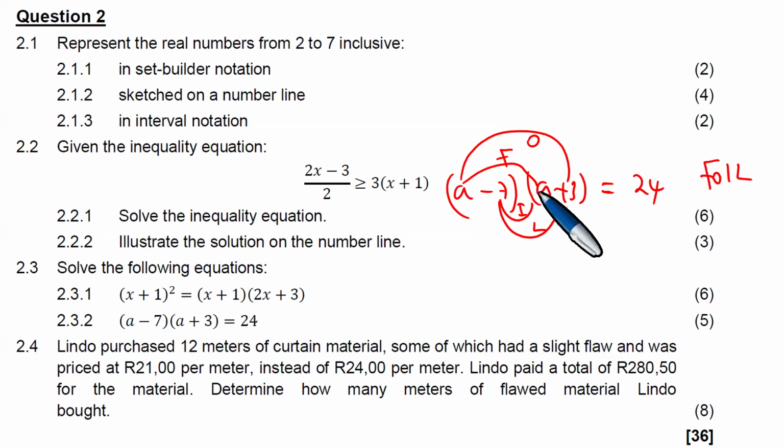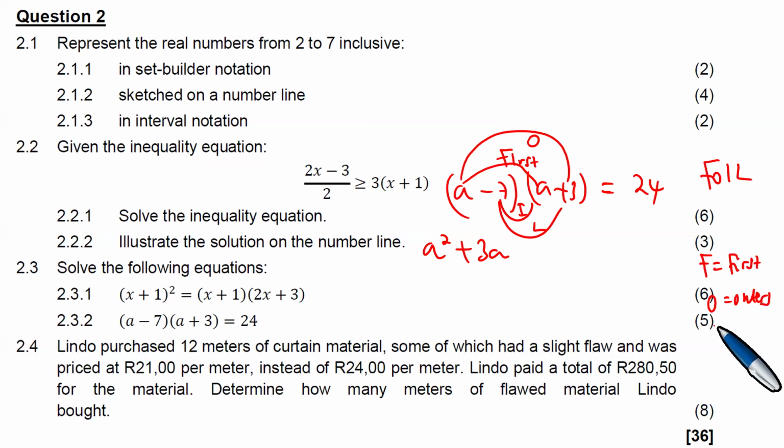So we multiply a times a, the first, and that gives us a squared. And then the outers: a times 3, which is 3a. The F stands for the first, the O stands for the outers, the I stands for the inners, and the L stands for the last.